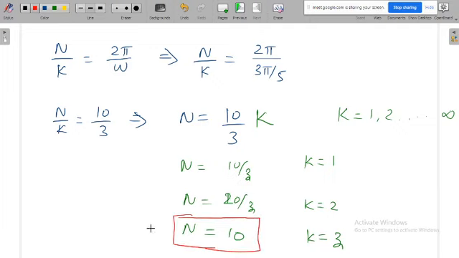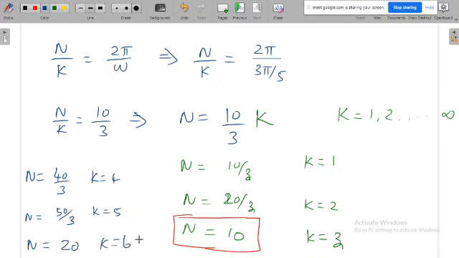So for this signal, what is the time period? n is equal to 10. Again, if I continue this, suppose I put k equal to 4, I get 40 divided by 3. If I put k equal to 5, 50 divided by 3. If I put k equal to 6, I will get 60 divided by 3, which is 20.